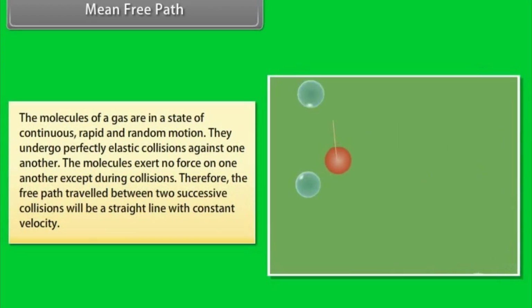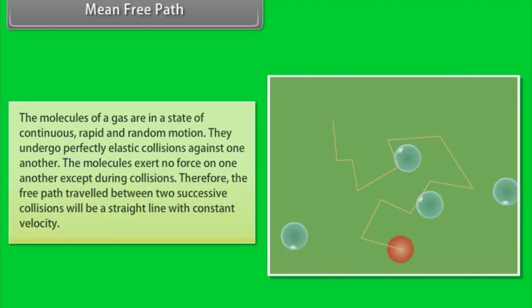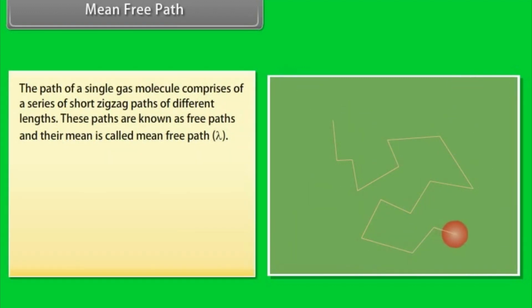Mean free path. The molecules of a gas are in a state of continuous, rapid and random motion. They undergo perfectly elastic collisions against one another. The molecules exert no force on one another except during collisions. Therefore, the free path travelled between 2 successive collisions will be a straight line with constant velocity. The path of a single gas molecule comprises a series of short zigzag paths of different lengths. These paths are known as free paths and their mean is called mean free path.